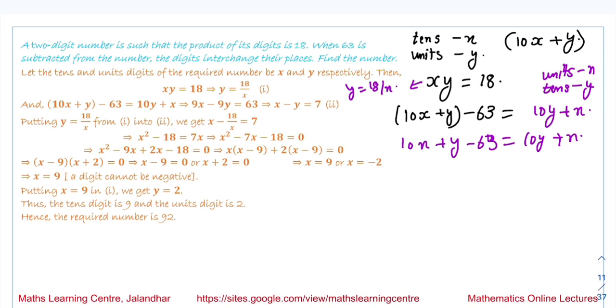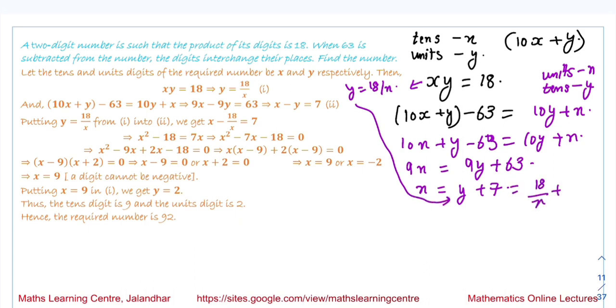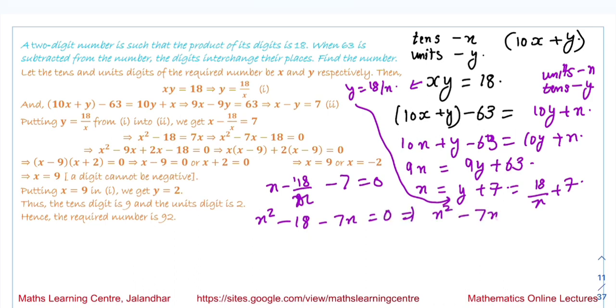So on solving these we have 9x is equal to 9y plus 63, that is x is equal to y plus 7, or in place of y we can write 18 by x plus 7. So it is x minus 18 by x minus 7 is equal to 0. So it is x square minus 18 minus 7x is equal to 0. So it is x square minus 7x minus 18 is equal to 0.